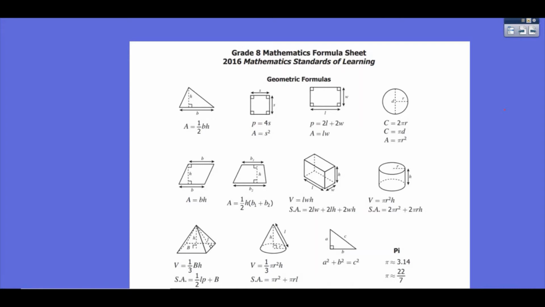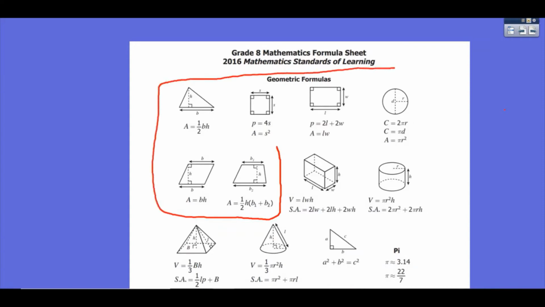The first thing I would do with my formula sheet, if I were you, is I would mark on it a little bit. So let me show you what I would do. I would start here, come down and around, and over the top. The formulas in that red circle are flat figures, like flat shapes, a triangle, a square, a rectangle, a circle, a parallelogram, and a trapezoid.